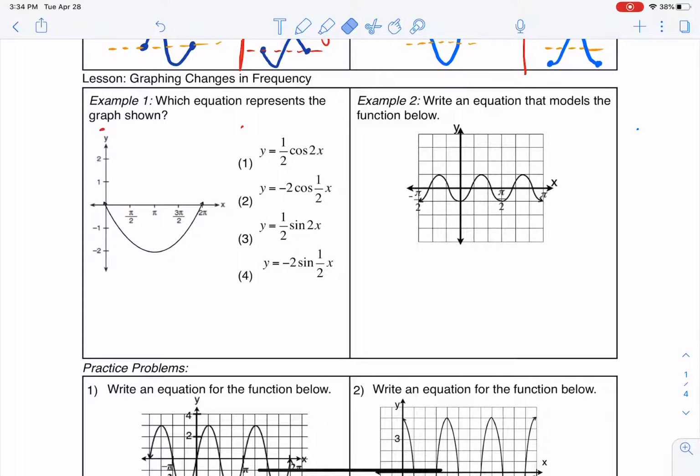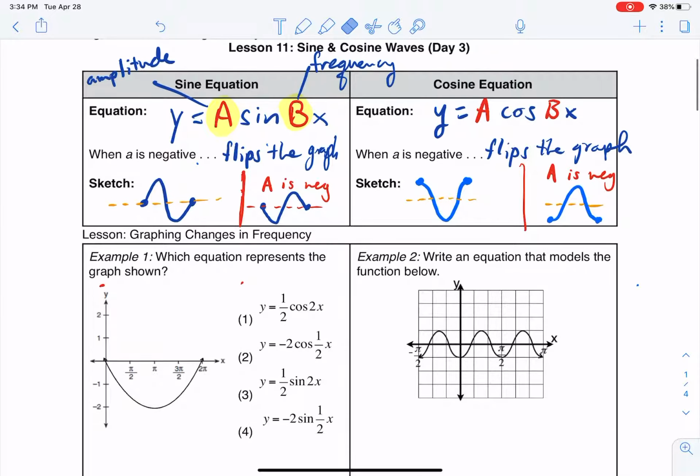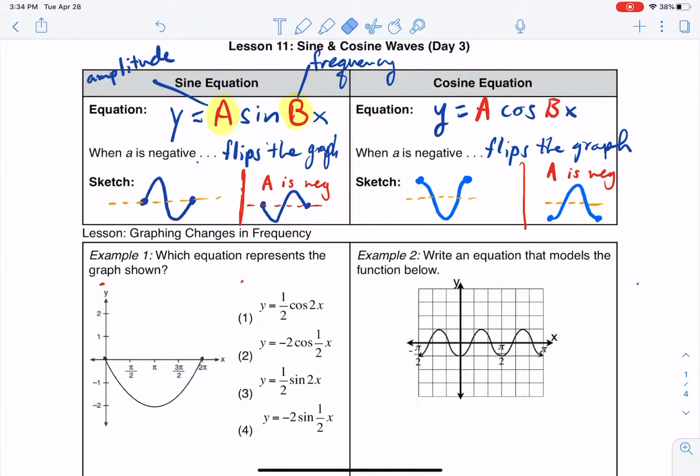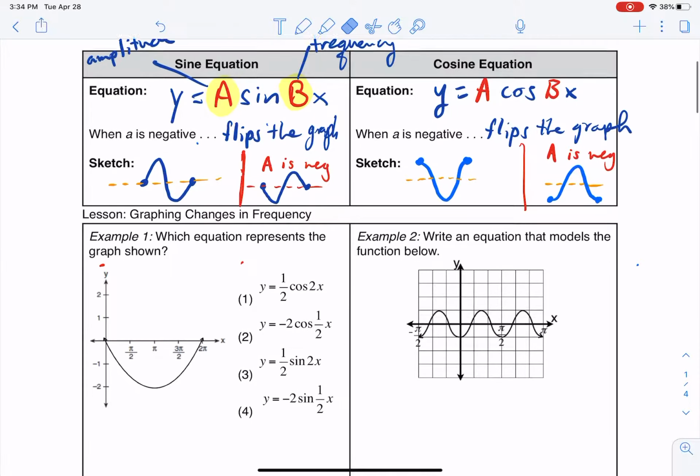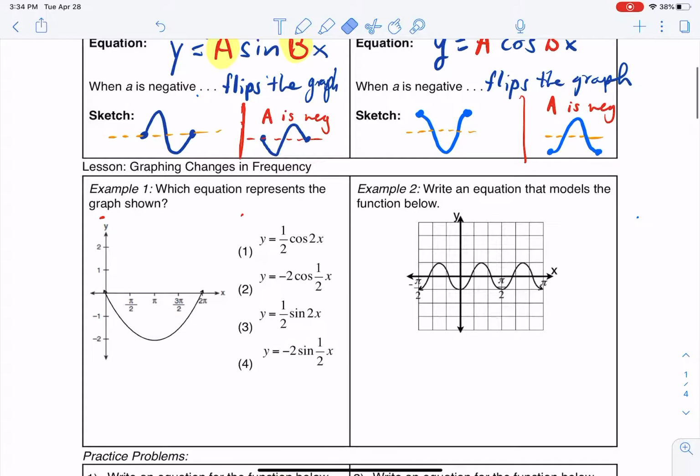In this video, what we're going to be looking at is the two examples following the intro to the lesson. In the first example, we're going to identify an equation given a graph, and in the second example, we're going to write an equation based on what the graph looks like. So, in order to identify what equation we're looking at, we'll want to think about what is the amplitude of this equation, what is the frequency of this equation, and we'll also want to think about, is this a sine or cosine wave?